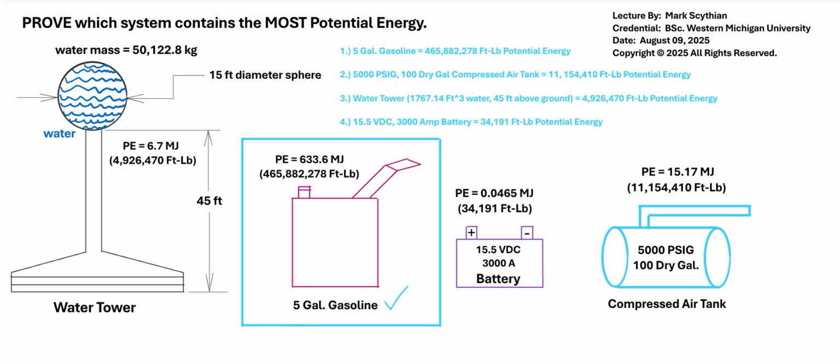So we have proven the 5 gallons of gasoline has the most potential energy, followed by the compressed air tank with 5,000 psi gauge pressure and 100 dry gallons of volume, and then followed by the water tower with 1767.14 cubic feet of water, 45 feet above the ground, and then lastly the 15.5 volts DC battery with 3,000 amps of current potential has the least amount of potential energy.